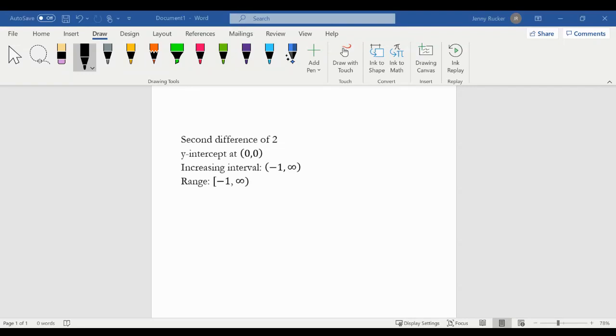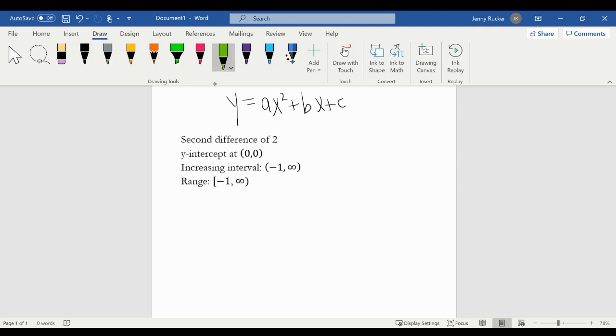In this problem, we are asked to use the key features to write an equation of the quadratic function in standard form. So our goal for this problem is to create an equation in the form y equals ax squared plus bx plus c. Let's take a closer look at each of these key features to see what it can reveal to help us create this equation.